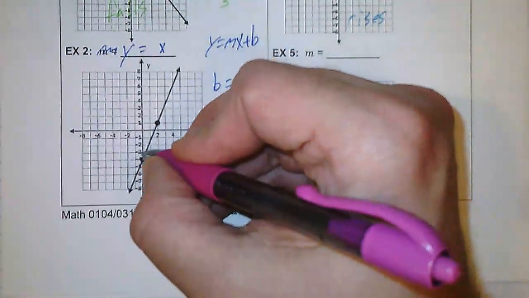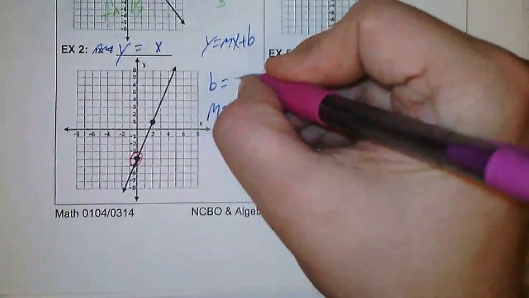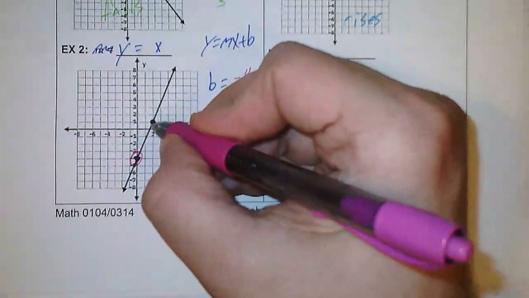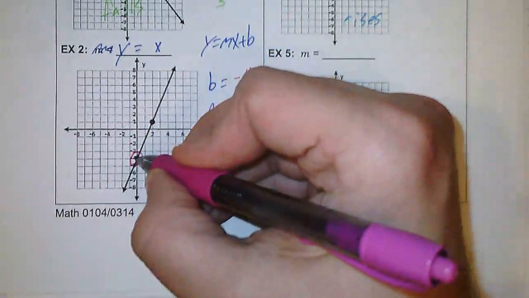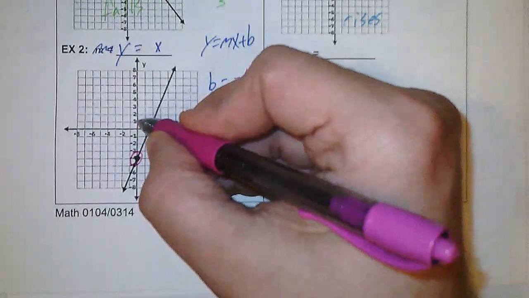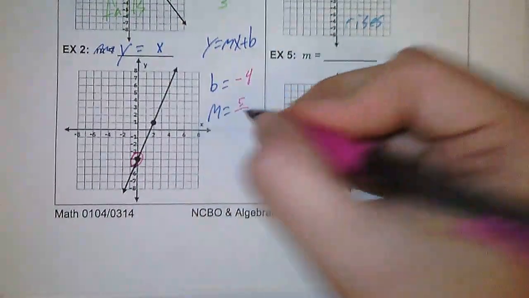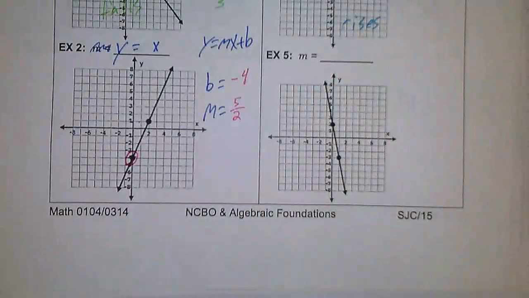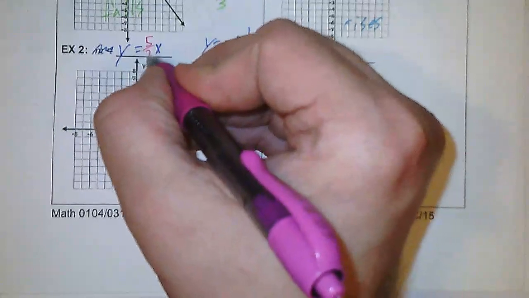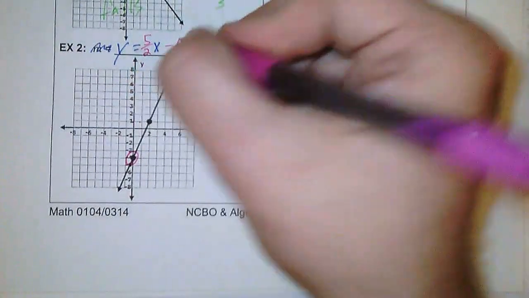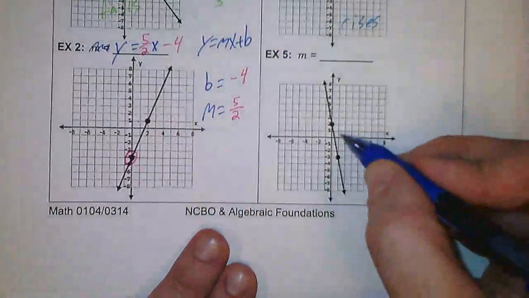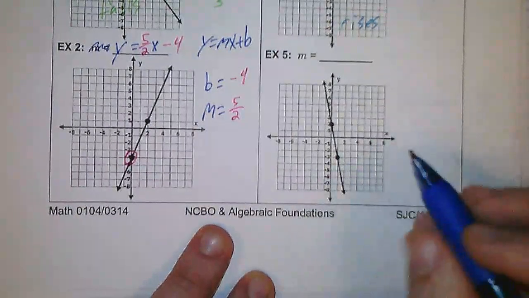My y-intercept is right here at negative 4. And my slope, to get from this point to that one, it's a positive slope because it's rising. I can go up 1, 2, 3, 4, 5, and over 2. So my equation of the line is y equals 5 over 2x minus 4. The only parts that change are your m and b. So one more, and then we're done with this video.